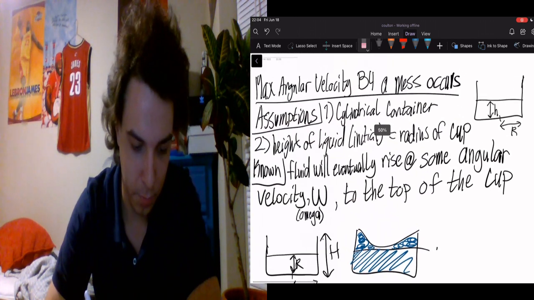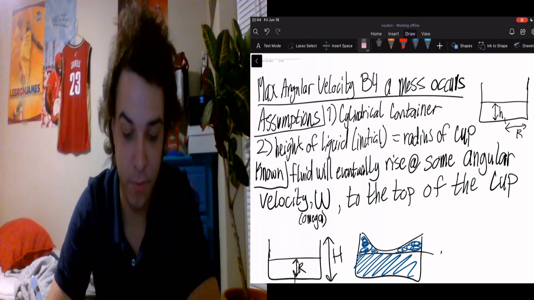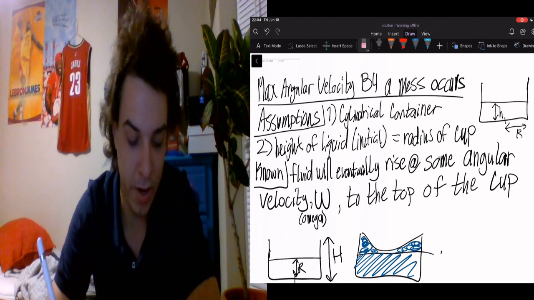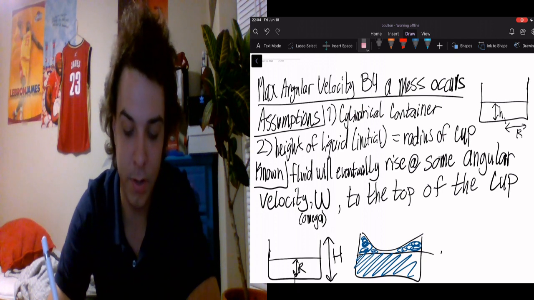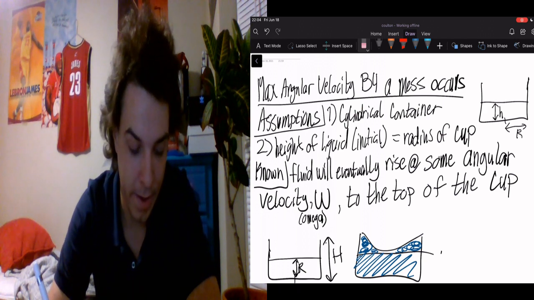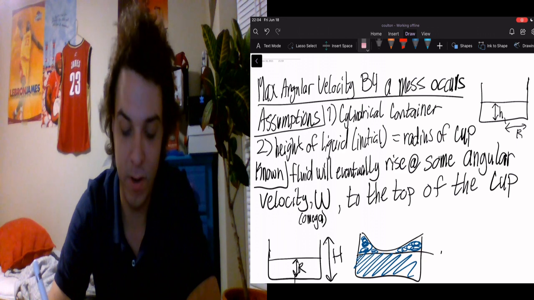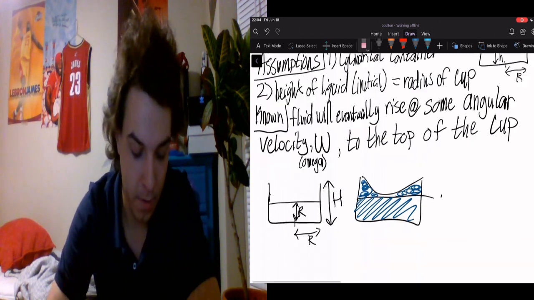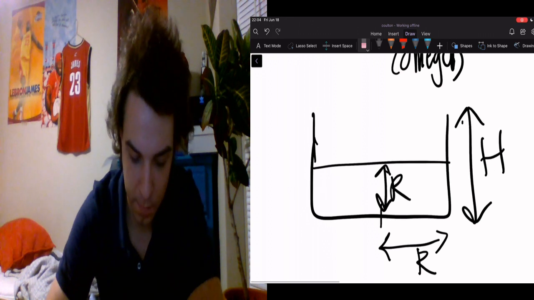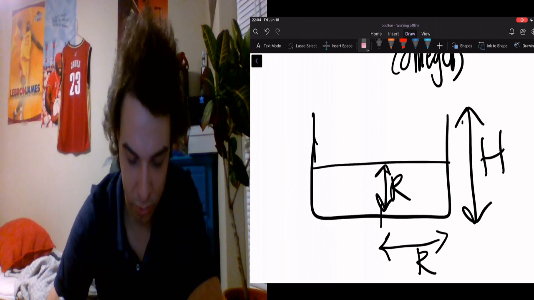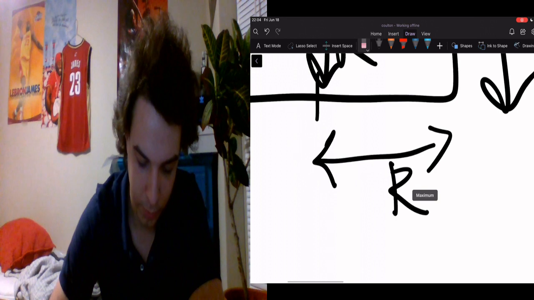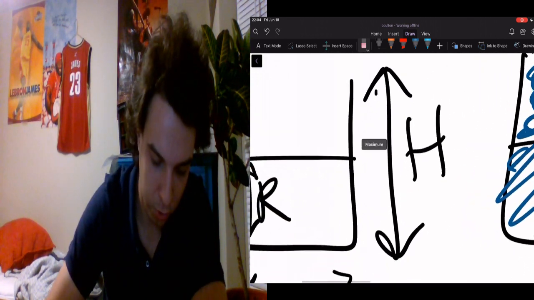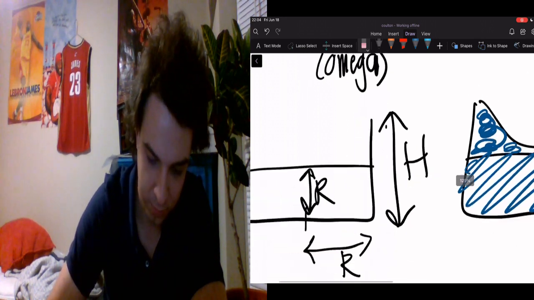And this is where I'll be finding the max angular velocity before a mess occurs, assuming we have a cylindrical container, the initial height of the liquid equals the radius of the cup, and we know that the fluid will eventually rise at some angular velocity of omega to the top of the cup. And so here what we have is the cross-section of the cup. You can see the radius is equal to the initial height, and this is the total height of the container, which is big H.